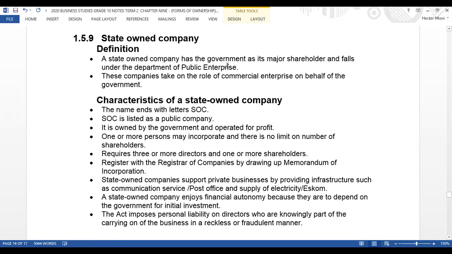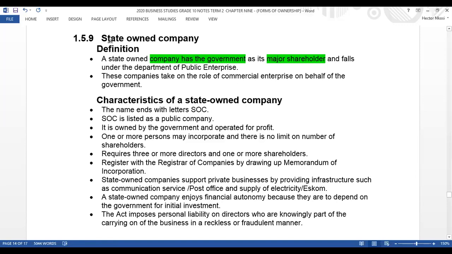We said a state-owned company is a company that has the government as its major shareholder. Therefore, all of that company will be regarded as a state-owned company. How do we see whether someone is regarded as a major shareholder? If that person owns more than 50% of the company, that person will be regarded as a major shareholder. And it falls under the Department of Public Enterprises.